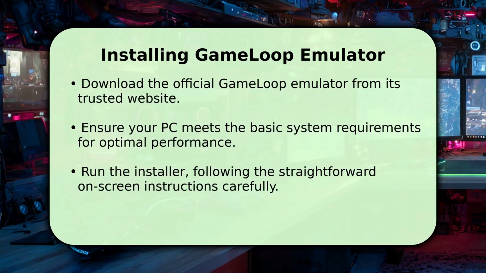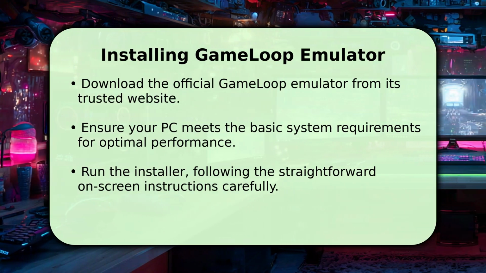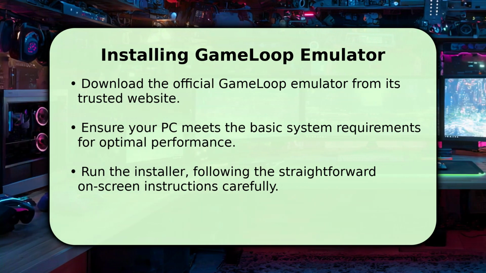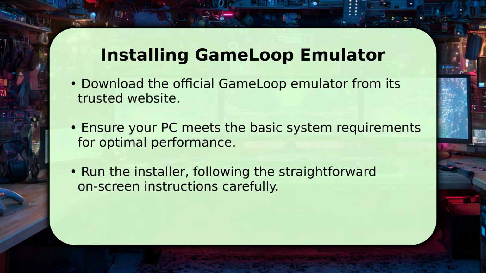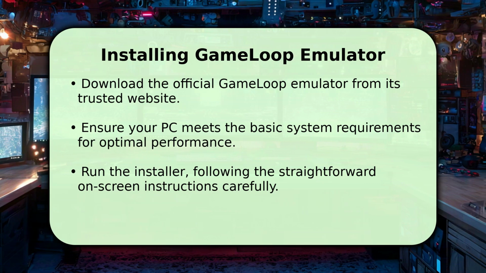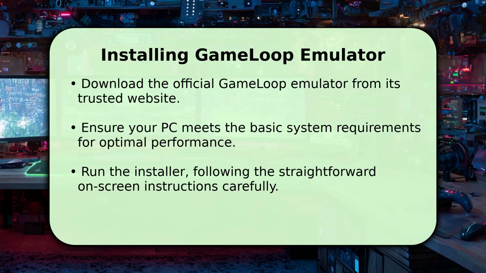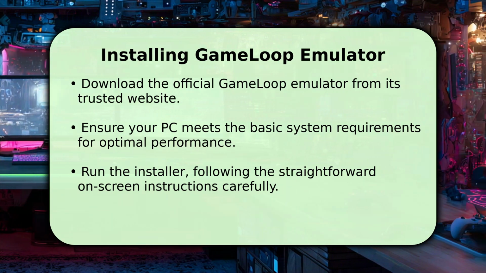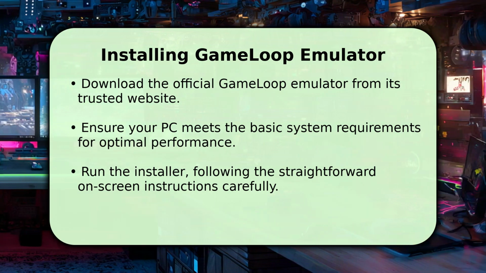To begin, download the official Gameloop emulator directly from its trusted website. Always ensure your PC meets the basic system requirements to guarantee optimal performance and a smooth gaming experience. Once downloaded, simply run the installer, carefully following the straightforward on-screen instructions. The installation process is quick and user-friendly, setting you up for the next crucial step. You'll be ready to launch Gameloop in just a few moments.